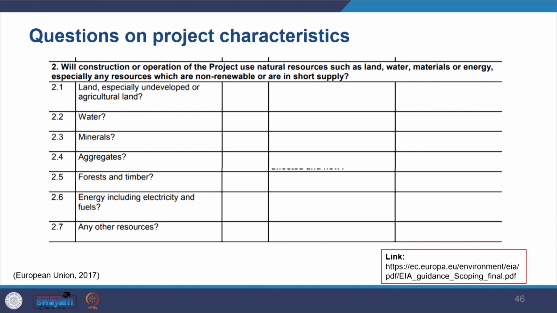What's the characteristic of the project environment that could be affected, and how, and is the effect likely to be significant? Why? So in the checklist method, you're also checking the significance of the particular observations you're making. So likewise, you'll be looking at the forest and timber, energy, including electricity and fuels, and any other resources which you're using for the purpose.